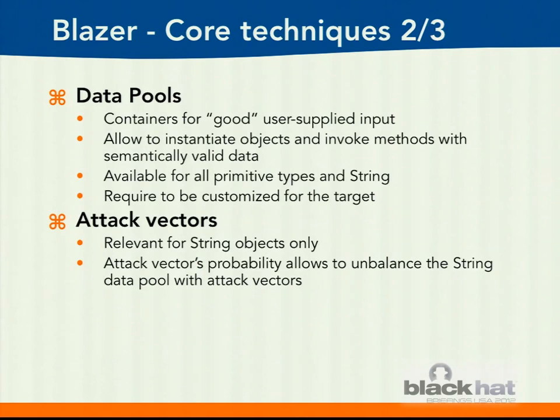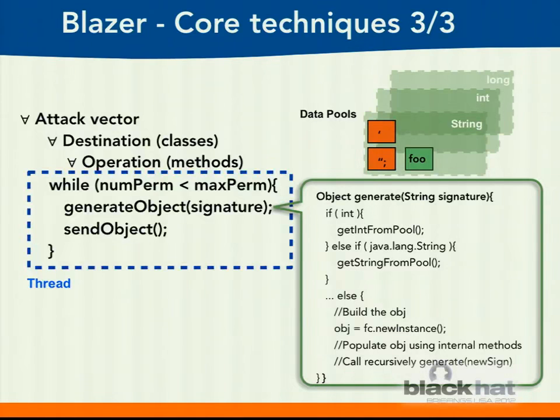In particular for strings, we also have the concept of attack vectors. So we have the idea of polluting the string data pool with strings that may trigger, for example, input validation vulnerabilities such as SQL injection. We have an option that specifies the probability of having an attack vector inside the string data pool. The core technique is that we iterate through all attack vectors, all destinations and operations. We do this over and over till the maximum number of permutations, and we generate objects and send those objects. How do we actually generate the objects?